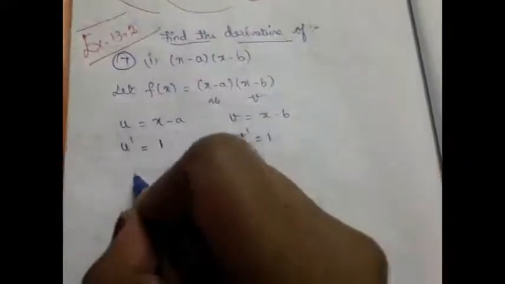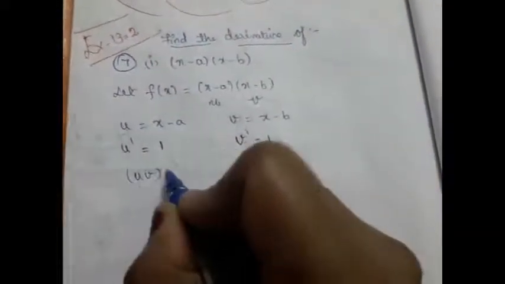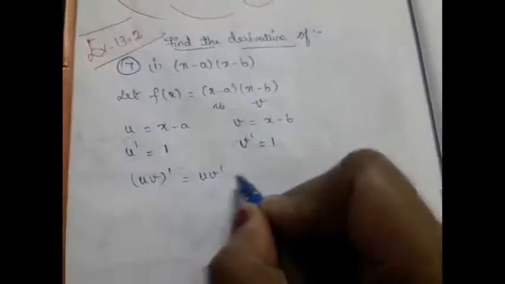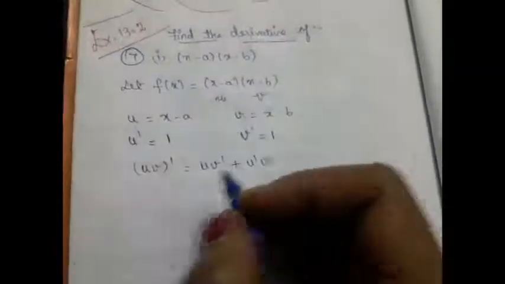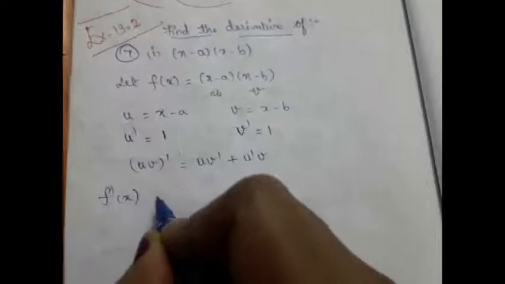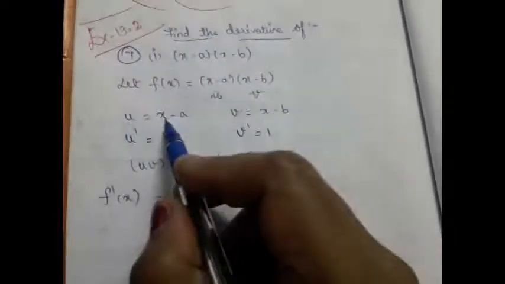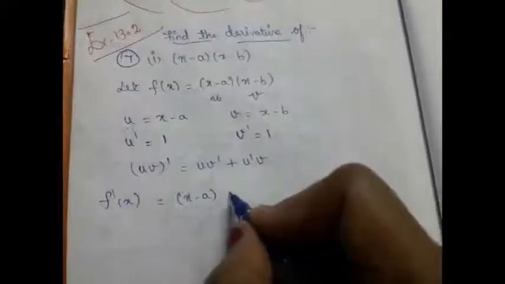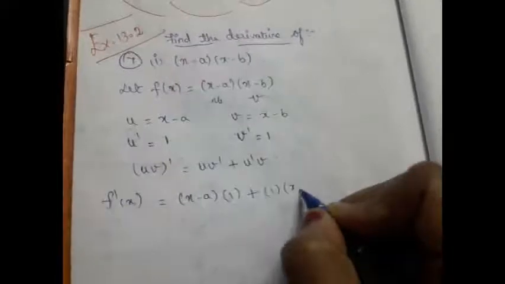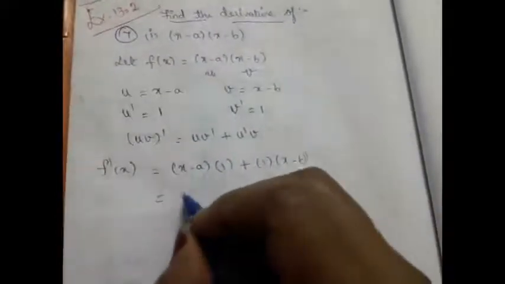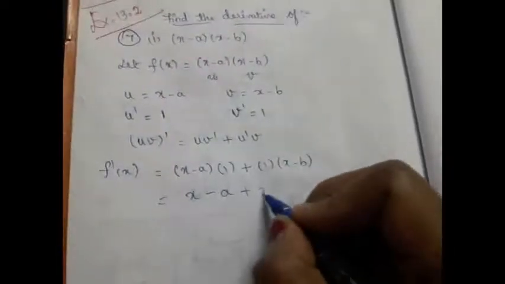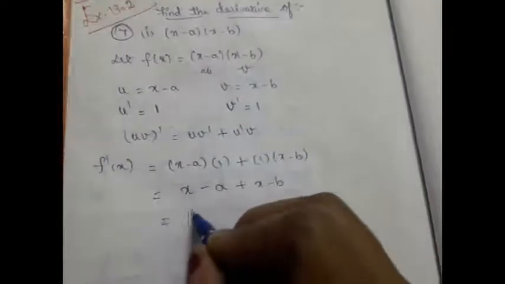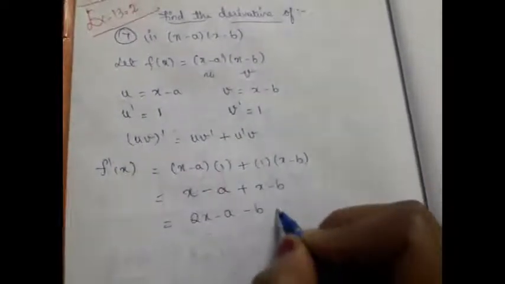Now what is the product rule? (uv) dash is equal to u v dash plus u dash v, right? Now we are going to substitute in this. Therefore f dash of x is equal to u v dash. What is u? x minus a, into v dash, which is 1, plus u dash, which is 1, into v, which is x minus b. Now let us expand. (x minus a) into 1 is x minus a, plus (x minus b) into 1 is x minus b. So x plus x is 2x, minus a, minus b is the answer.